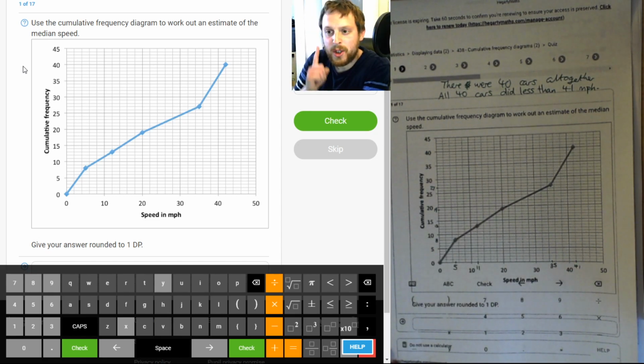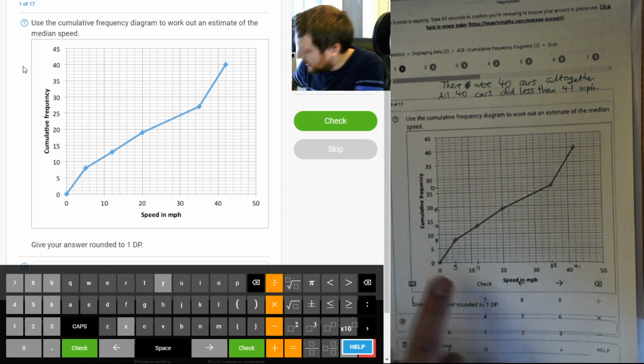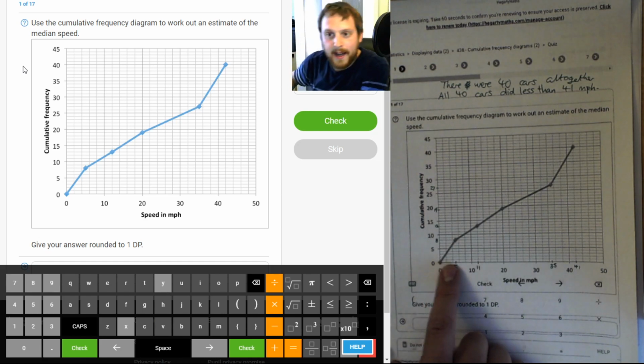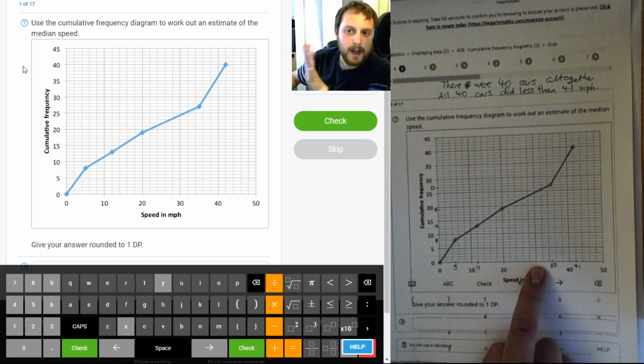How many cars were doing less than 35 miles an hour? So let's have a look. We go along the x-axis. And by the way, before I would ask you questions like this in class, I would be asking questions like what I'm asking now so that people got used to reading the information off of a cumulative frequency diagram.